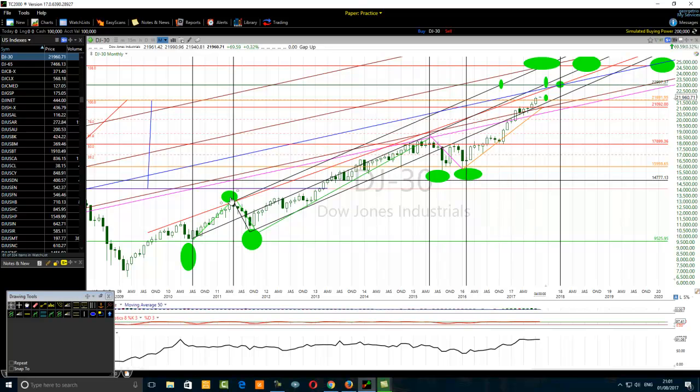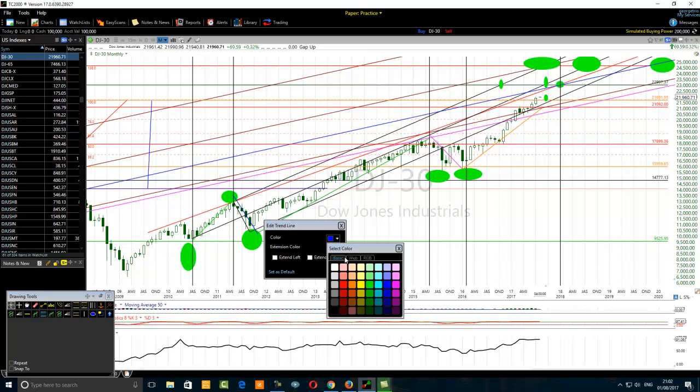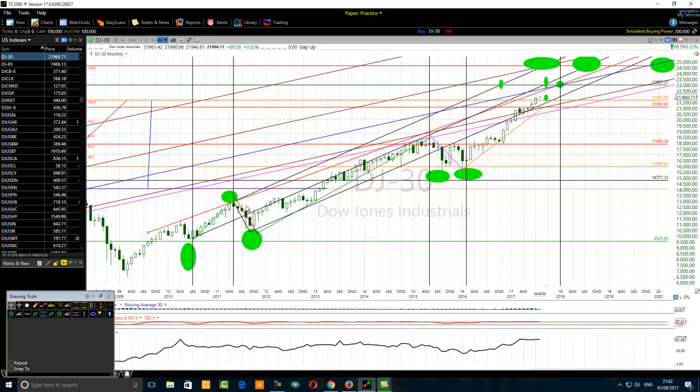Alright, so first wave, second wave. Let's use red for the second wave. So first wave, second wave, third wave, fourth wave, and a fifth wave on the monthly chart. So this is my preliminary wave count for the Dow Jones on the monthly chart. We are now in the fifth Elliott wave.